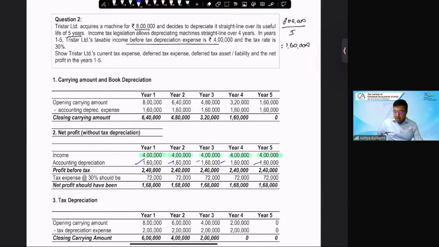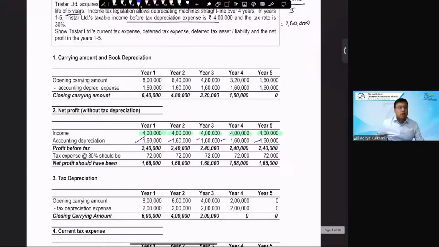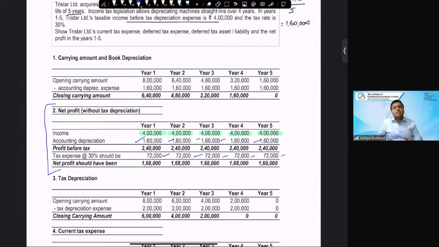So you have your accounting depreciation and then the profit before tax is standing at 2,40,000. So at the rate of 30%, your tax expense should come to 72,000 per annum with a resulting net profit after tax at 1,68,000 per annum. So this is understood, right? This is what the situation would be if it was ideal.